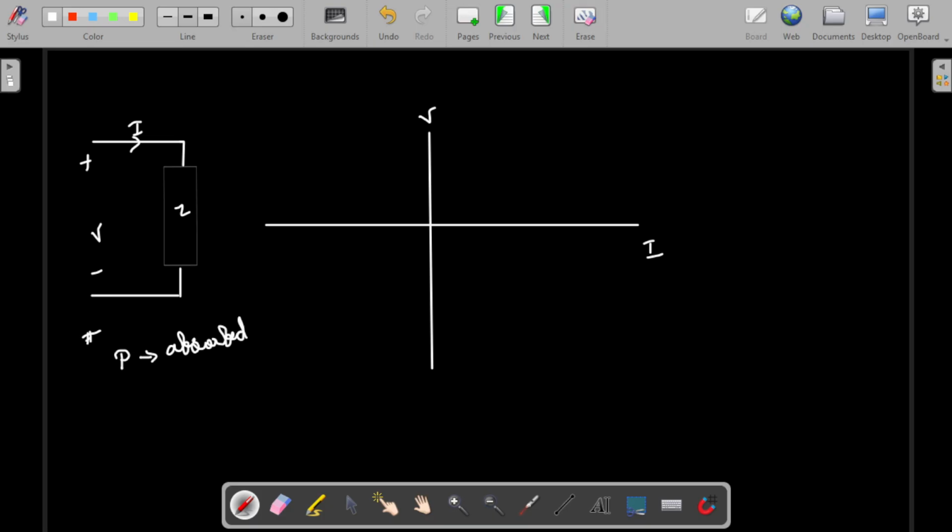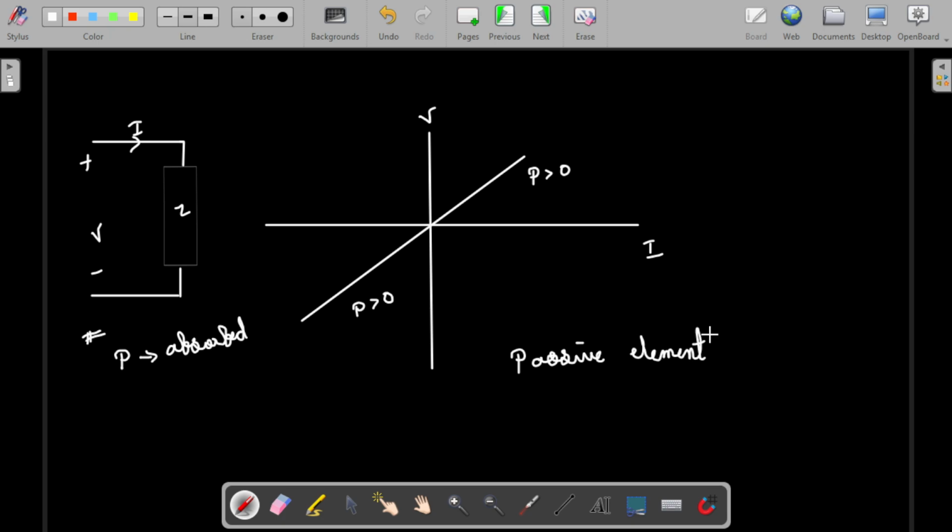So power is going to be absorbed, and the VI characteristic will generally be like this, tracing this way. Here the slope will be positive, so P will be greater than 0 here, and here also power will be greater than 0. If it lies in both, then we can clearly call this element a passive element. I hope you are getting my point, right?